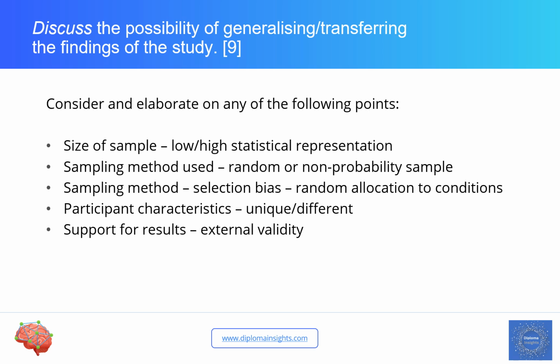If there's support for the results, so if there have been replications of the study and we have similar findings, then this indicates some external validity of the findings, and that increases the likelihood of us being able to confidently generalize or transfer the findings to other populations.